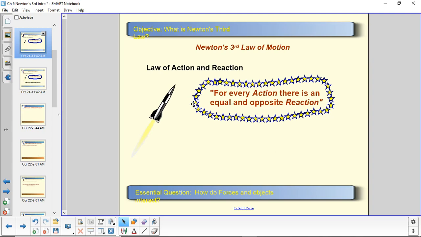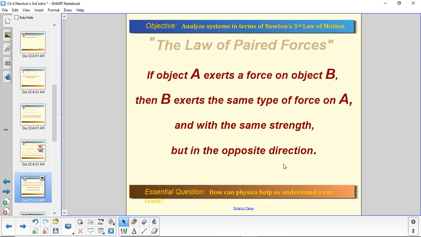And if you squint just right, you can see all that stuff in this phrase here. For every action there's an equal and opposite reaction. But spelling it out in greater detail is much better. So there it is again. Object A exerts a force on object B, then B exerts a force on object A with the same strength, but in the opposite direction.